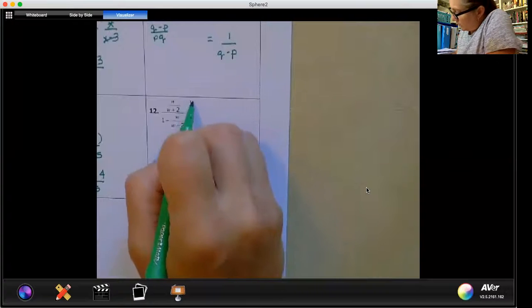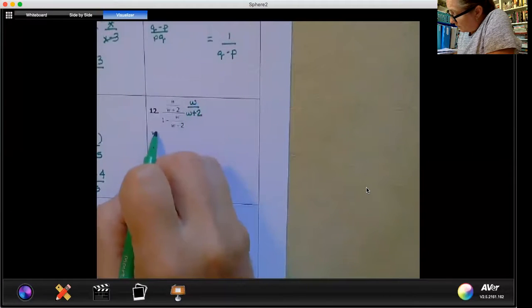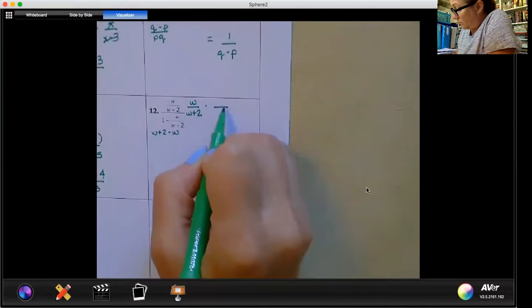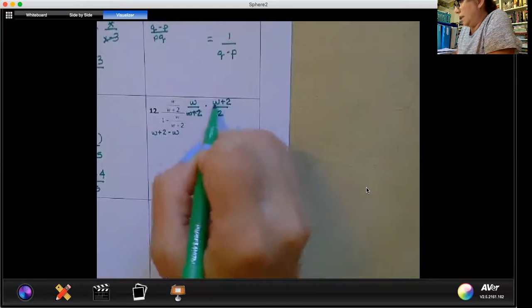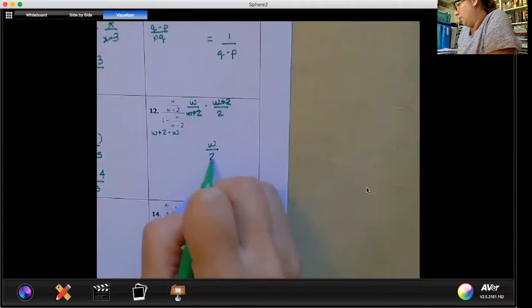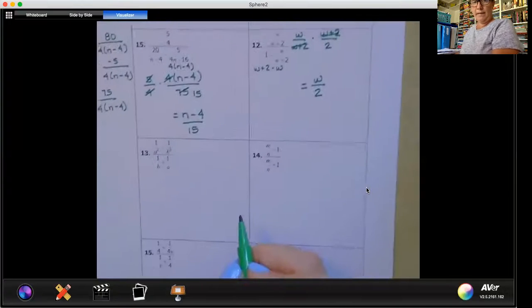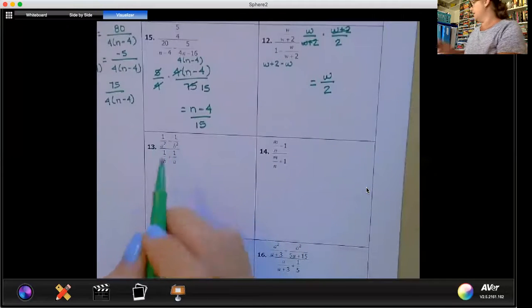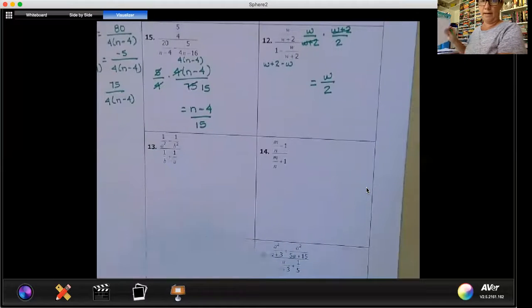So we have w over w plus 2, and this is going to be w plus 2 minus w. So 2 over w plus 2. So w plus 2 over 2. Answer is w over 2. And in problem number 13, you have two different common denominators. So I'm going to grab a piece of notebook paper, and then I'm going to come back and put my answer here. I'm not going to try to squeeze all of that in there.